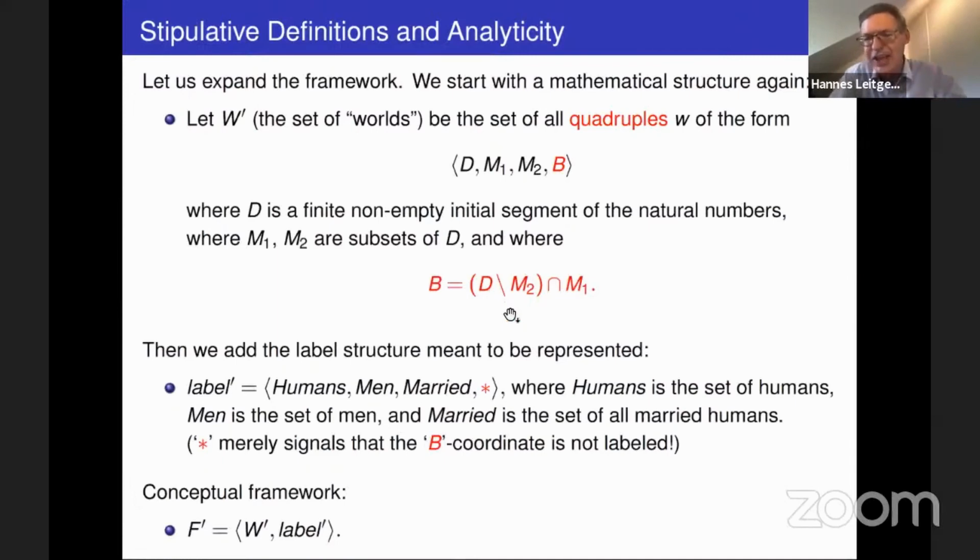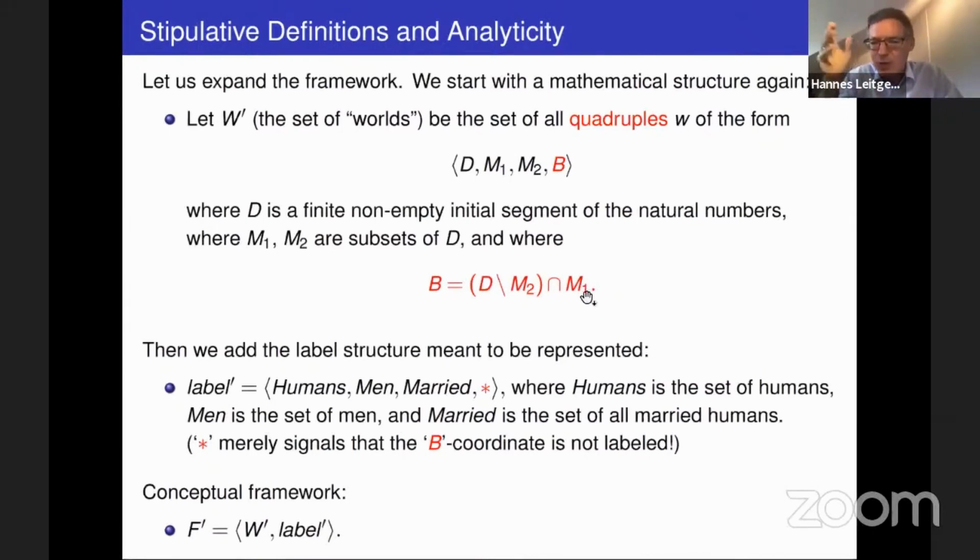But now there comes a little change. I still run through all the combinatorial possibilities with respect to D and M1 and M2. But as far as B is concerned, I compute the set B from the set D, the set M2 and the set M1 by this little rule, which is part of my definition of what that framework F prime is. And you can see at each world, B is the intersection of two sets, namely D minus, or D without, M2. So those are the numbers that are in D but not in M2. So it's something like not M2. And the intersection with M1, okay?